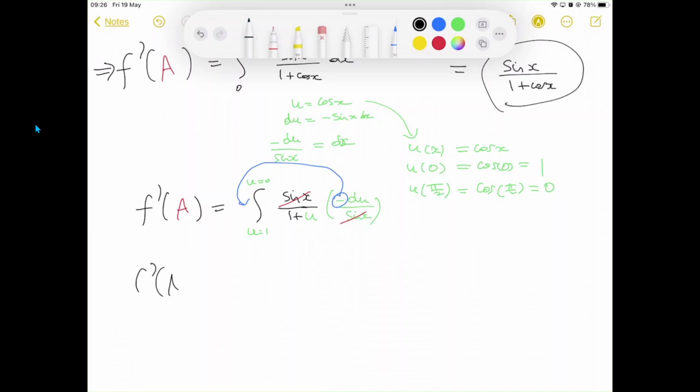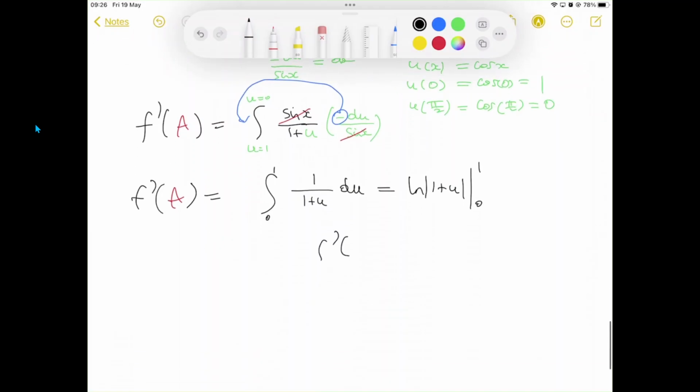So f prime of a, why is my software bugging, is equal to the negative integral from 1 to 0 of 1 over 1 plus u du. Now, if I have a negative in front of the integral, this allows me to switch around the limits. So now I'm going from 0 to 1 instead of 1 to 0, and it's a positive integral, of course. And this is as easy as our integral today will get. We get the natural log absolute value of 1 plus u, with the limits from 0 to 1.